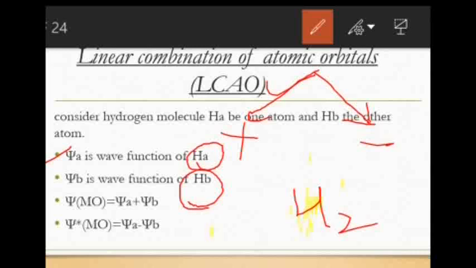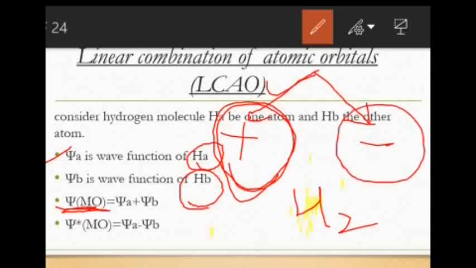If these 2 atomic orbitals form the molecular orbital by addition, then it forms bonding molecular orbital, and if they form molecular orbital by way of subtraction, then they form antibonding molecular orbitals.